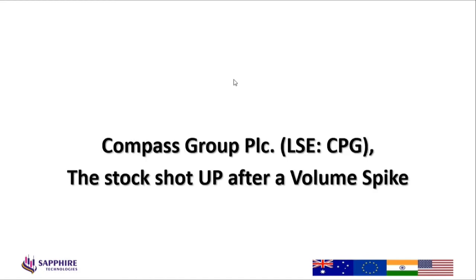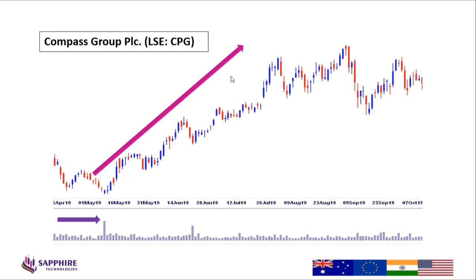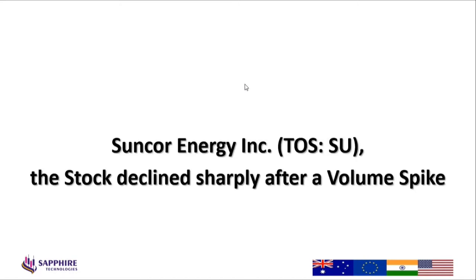So here are a couple of examples, just for discussion. The Compass Group in the UK is a London Stock Exchange CPG. After the volume spike, the price has gone up. As you can see, there is a massive upward movement of the stock price after there was a spike.